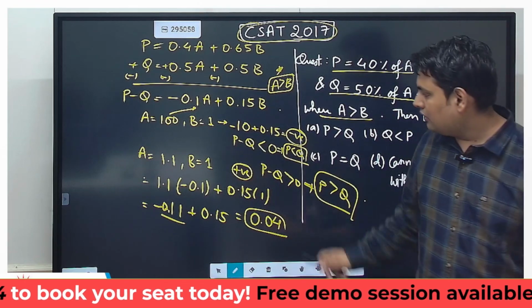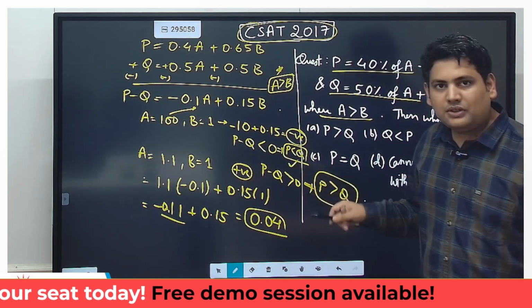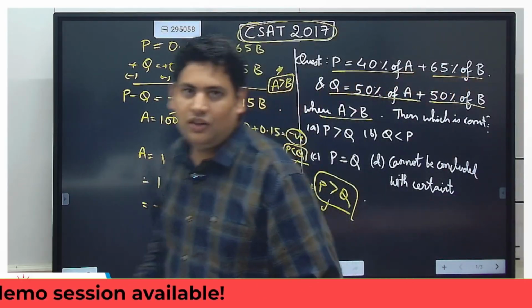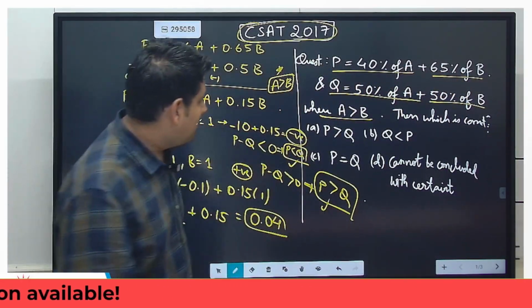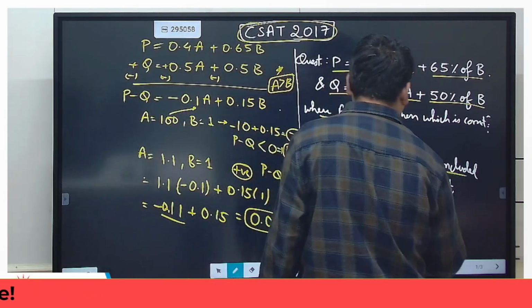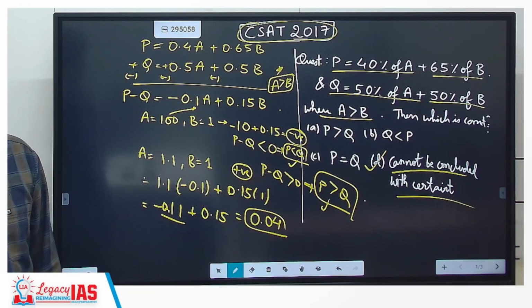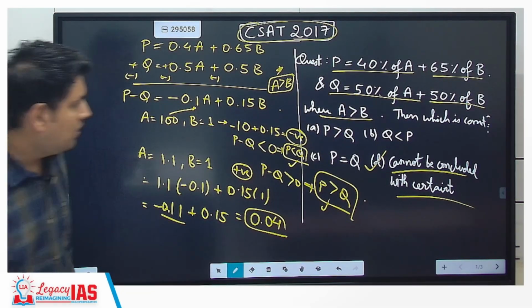Why we cannot conclude? Because for some values we are getting P is less than Q, for some values we are getting P is greater than Q. Okay, so answer would be cannot be concluded with certainty. Understood this much? Correct?